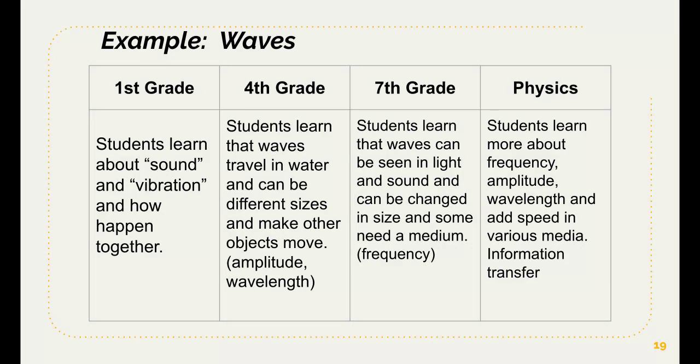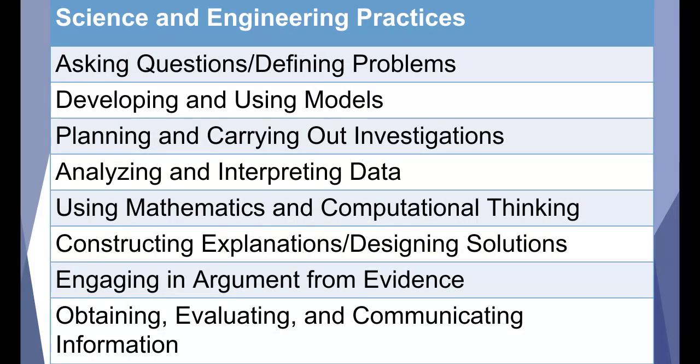In 7th grade, students are going to learn that waves can be seen in light and sound and can be changed in size, and some need a medium. And they bring in that word frequency. And then in high school physics, they're going to learn more about those terms in different kinds of waves, different kinds of speeds. They add more complexity to it. And then start talking about how waves can be used to transfer information. So you can see how it progresses from 1st to 4th to 7th to high school. Students are learning about waves all the way through.